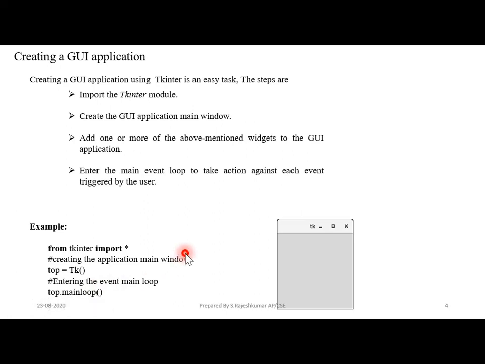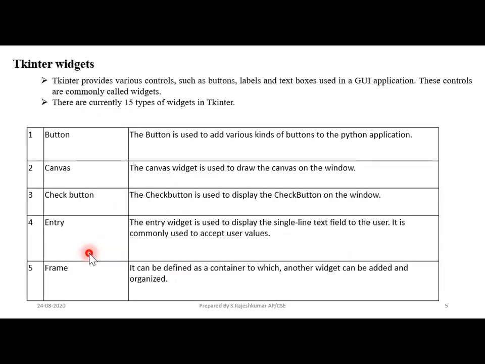Okay, the event loop has begun from here for the screen top that we have defined. So this is the GUI screen that will appear when you are writing the code here. Okay, and what are the Tkinter widgets available? Let's see what widgets are.